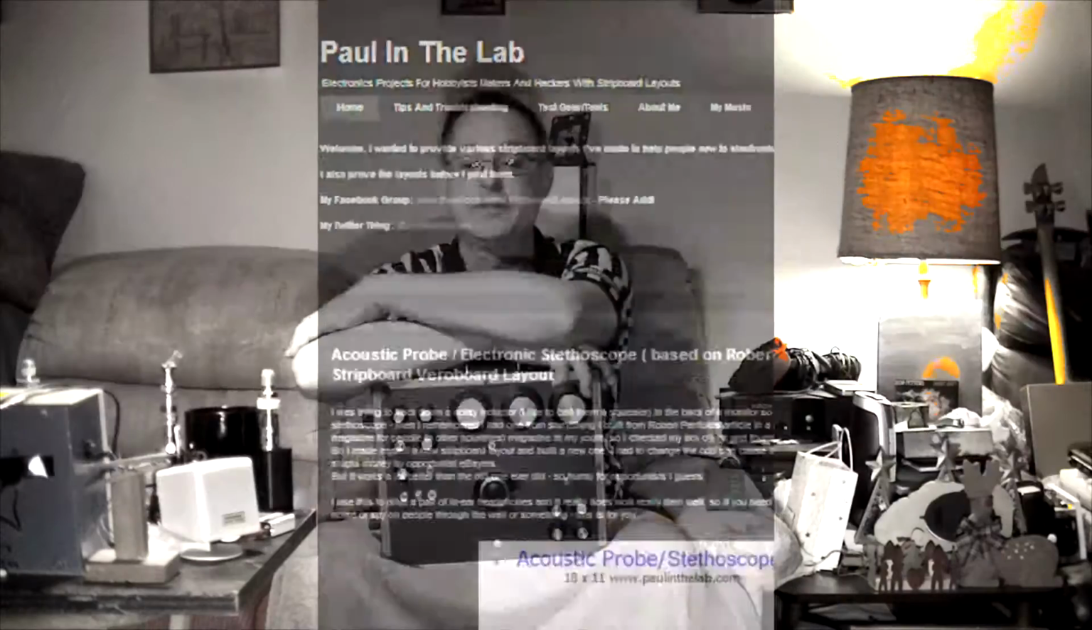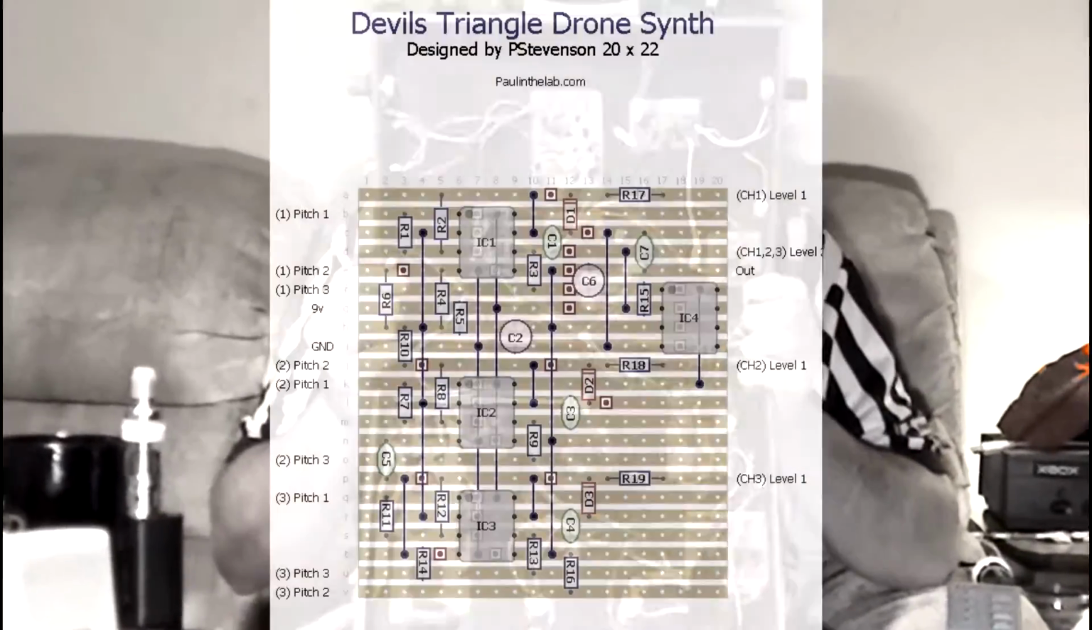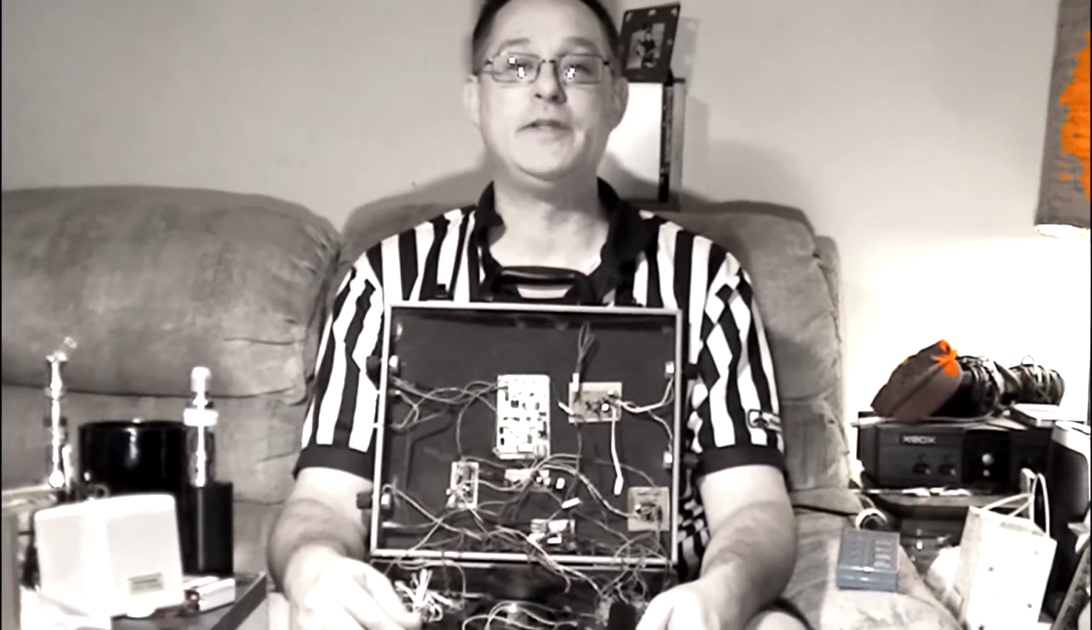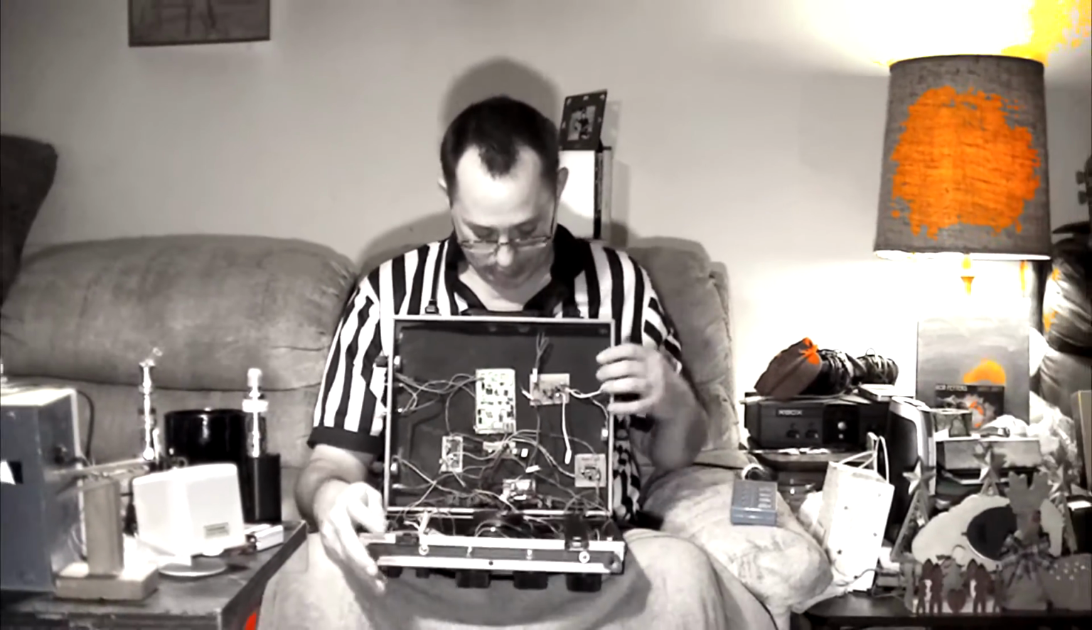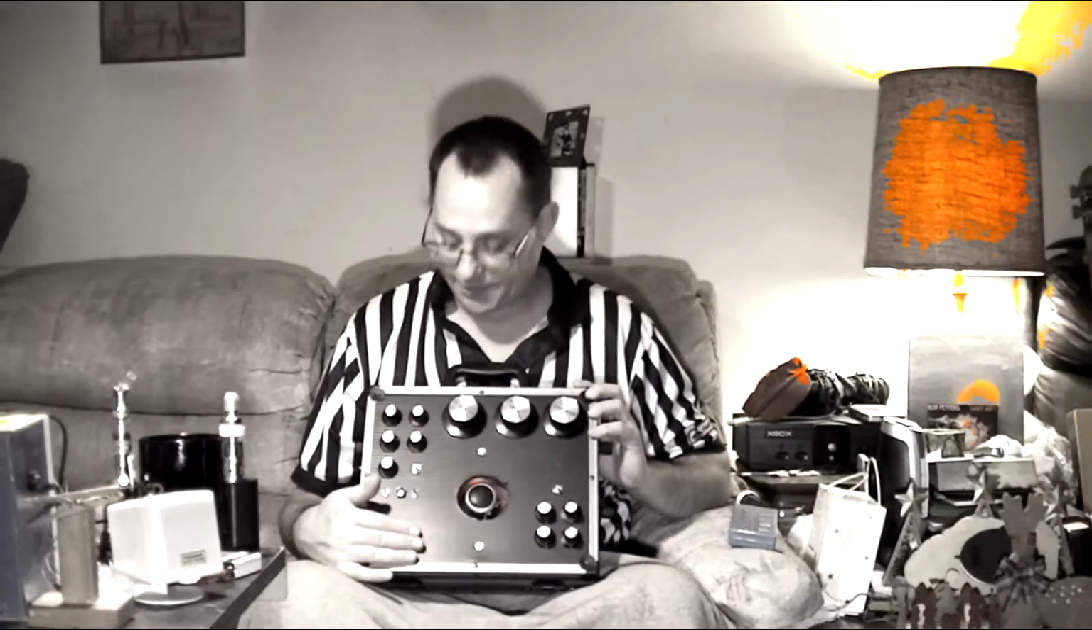Thank you very much to Paul in the lab for his contributions to this community. He basically does Vero layouts, which is strip board. Paul in the lab had released this thing called the Devil's Triangle. It's 3 sawtooth oscillators from the Devil's Triangle, and then there is a sine wave oscillator, which is just worse. It sounds more like a theremin.